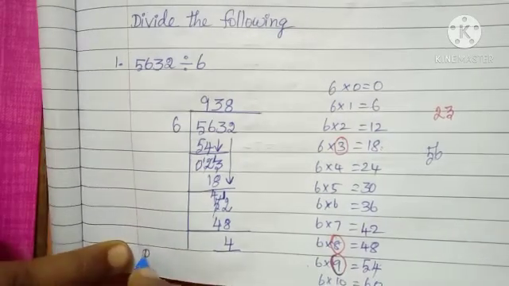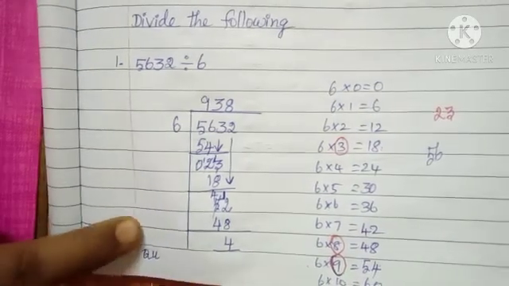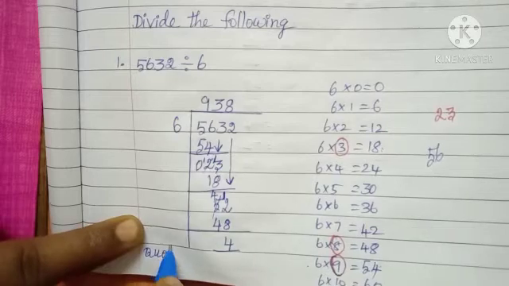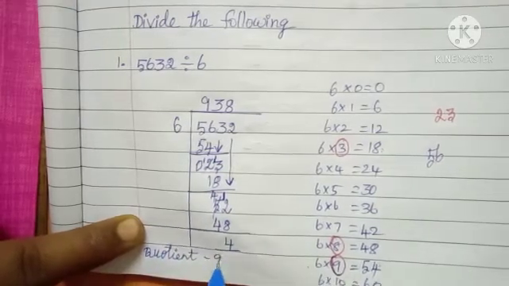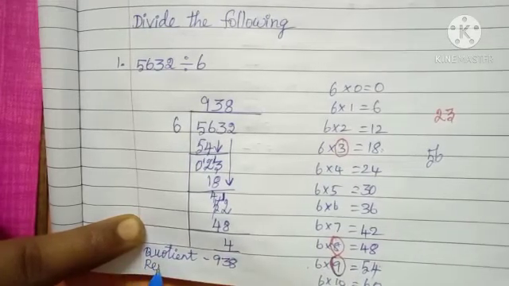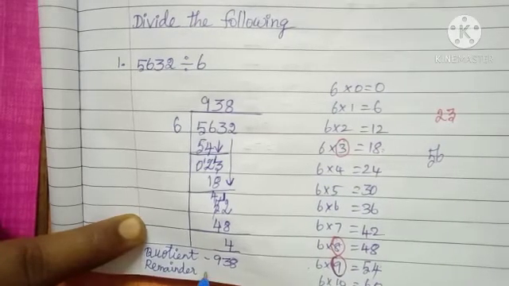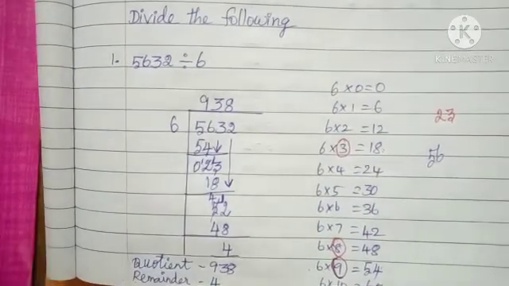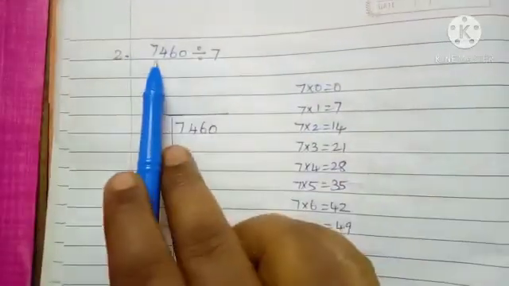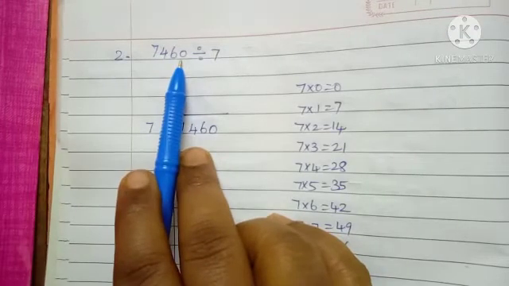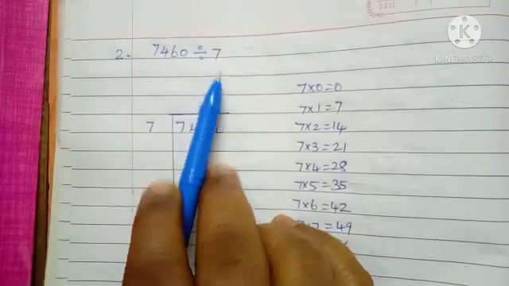So the quotient is 938, remainder 4. Then the second sum, 7460 divided by 7 table.